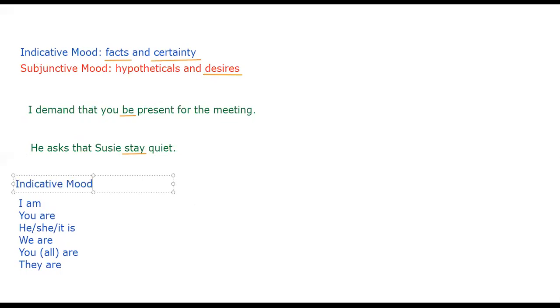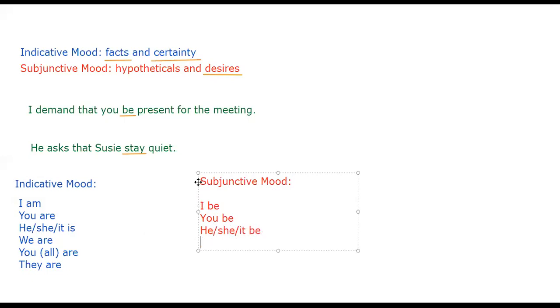Indicative mood. And then we have the subjunctive mood, which is conjugated differently. So I be, you be, he, she, it be, we be, you all be, and they be.